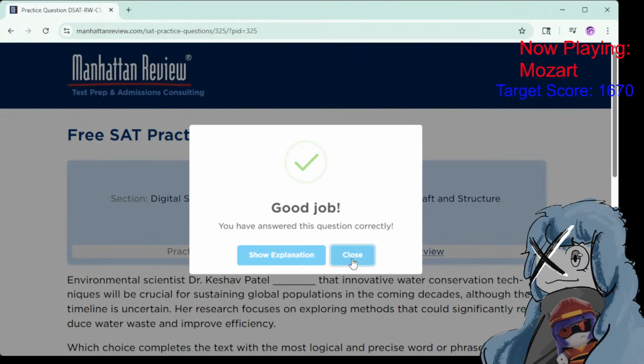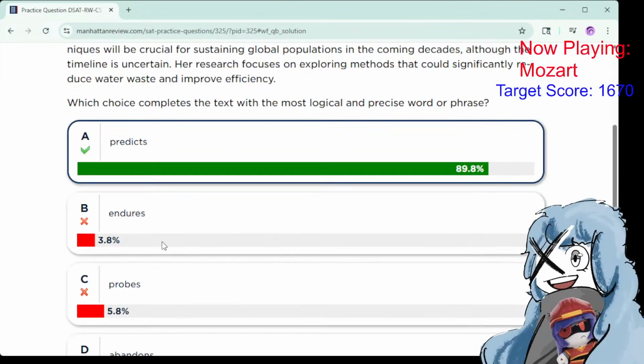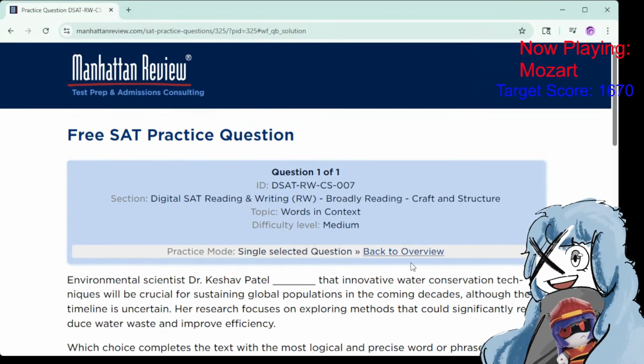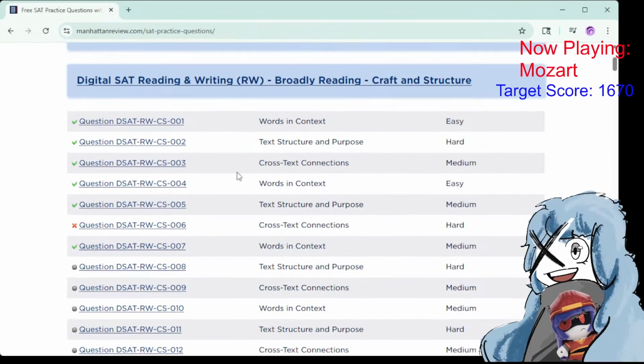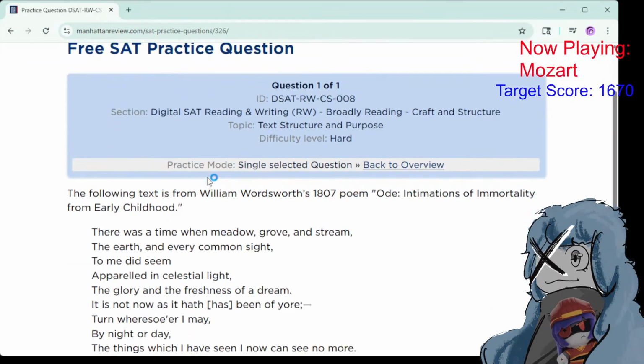Oh yeah, look at that. I got it right, so I don't need to do anything else. This one, no one got it wrong. Yeah, it would be embarrassing if I got that wrong. Anyways, next. Text structure and purpose.